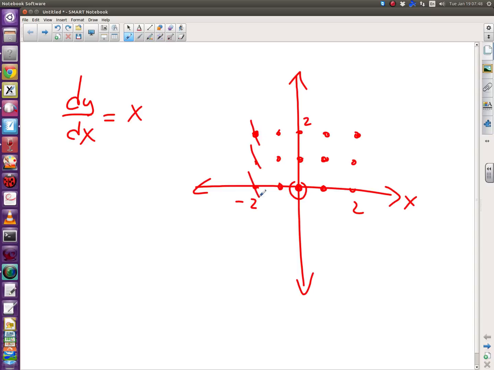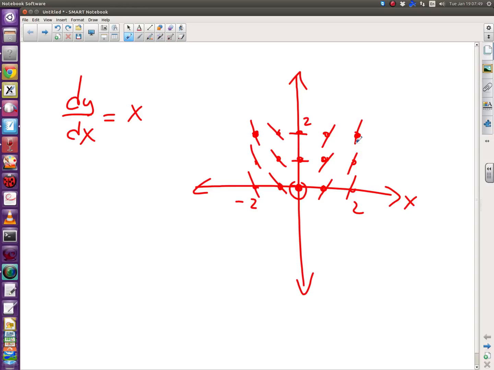What about at x equals -1? A little less steep, but still negative. How about at x equals 0? 0 slope. How about at x equals +1? Positive slope. And +2, a little bit steeper. And you can keep on doing this with a whole bunch of points.